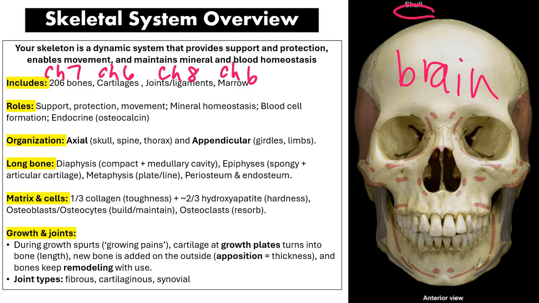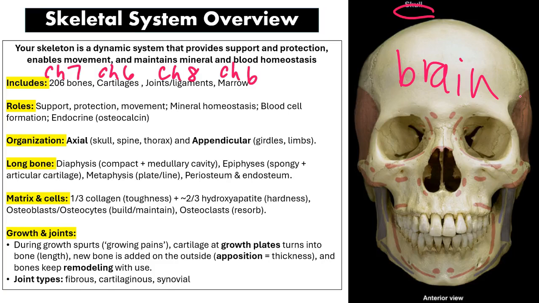Mineral homeostasis, meaning that if we don't have enough calcium in our bodies, then the bone has the ability to use osteoclasts to break down bone and provide that calcium for homeostasis. Also blood cell formation, which is really amazing. So yes, your blood is made from red bone marrow, that of course is part of your bones, and then even hormones in the endocrine system. So osteocalcin. We're not going to focus a lot on that, but I just want to let you know that that exists as well.